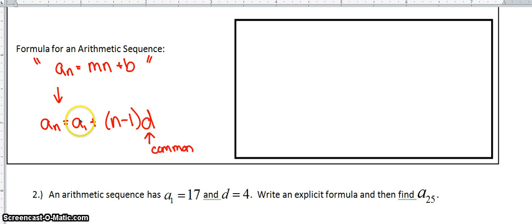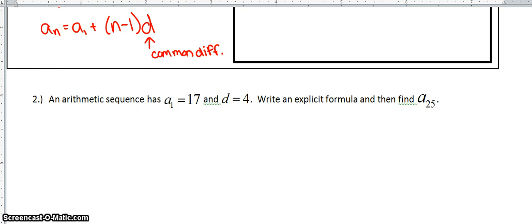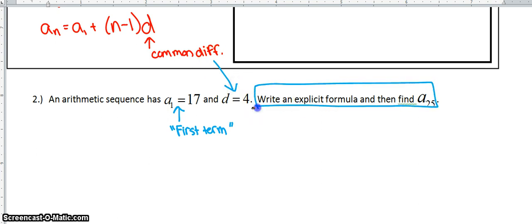Okay, so this formula is nice because if I know the first term and I know the common difference, I can compute any other term without writing it as a linear model. So again, d is the common difference. Now let's talk about an example where you might want to use this formula. Say I give you a problem that says an arithmetic sequence has a_1 equal to 17. Just a notation reminder, a_1 means the first term, because that 1 tells you the position. d is 4, so again, d is the common difference. It asks you to write an explicit formula and then go ahead and find the 25th term.